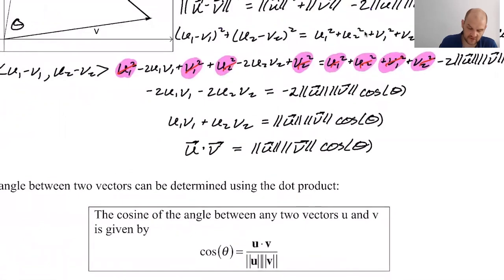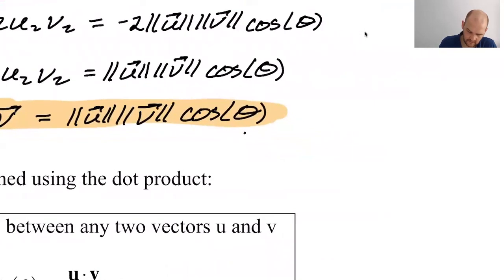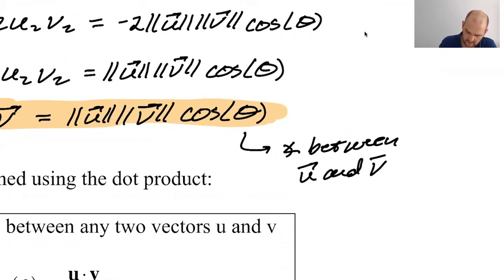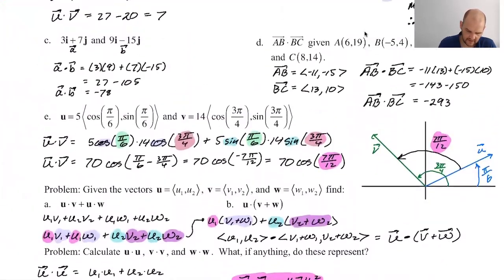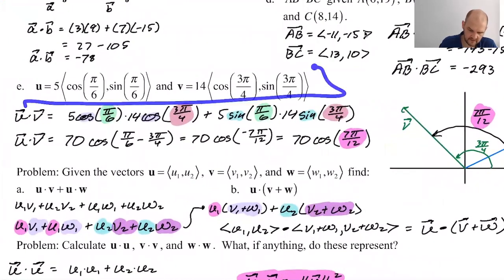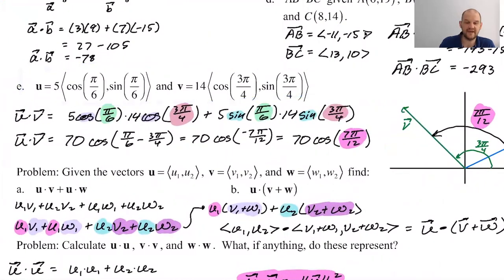We think the dot product is, well, actually, we don't think it. We just showed that the dot product is the product of the magnitudes times the cosine of the angle between them. The key thing here is that this is the angle between u and v. Okay, so did we think that before? Let's look at this one, right? Here, when we calculated our dot product, we ended up with 5 times 14, the product of the magnitudes, times the cosine of 7 pi over 12.